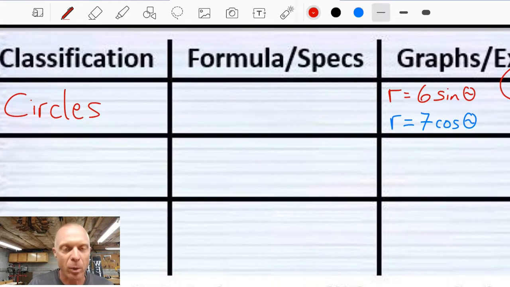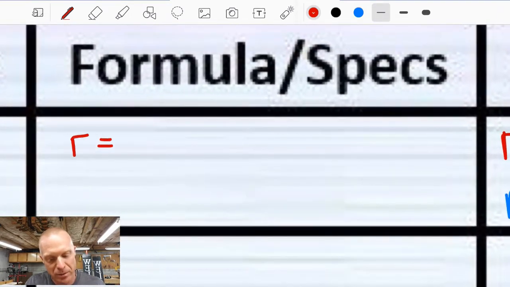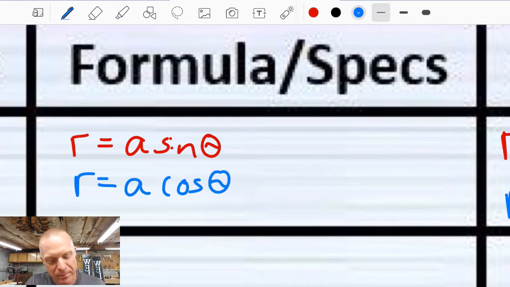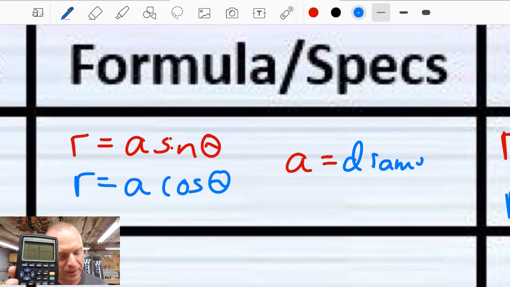Now, there will also be a formula with some specifications that you'll be able to fill in. In this case, generically, anytime you have an equation of the form r equals a sine of theta, or r equals a cosine of theta, that's always going to be a circle. And I want you to see that a is always going to be the diameter of the circle. A is going to be the diameter.